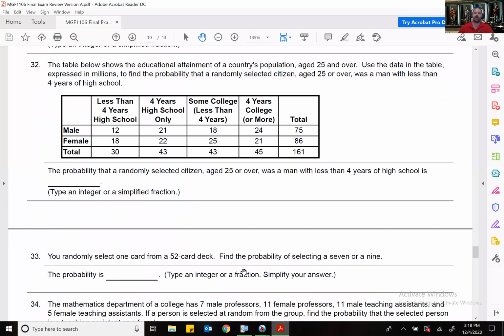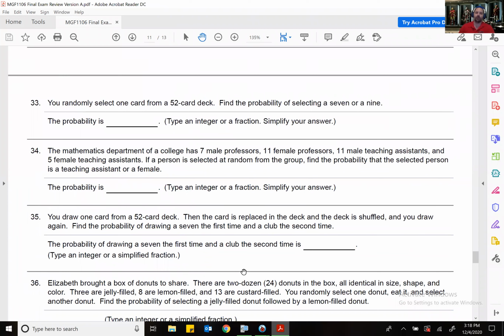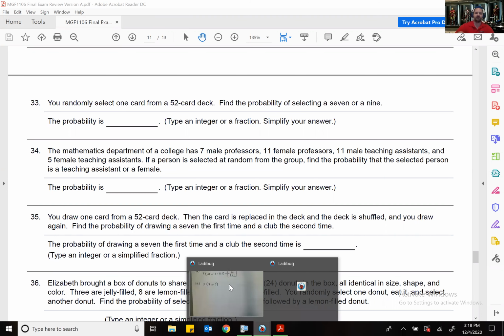So it says you randomly select one card from a deck of cards. Okay. So I hope you guys know a deck of cards. Or if not, hopefully your professor will provide you one. We want the probability that you're either going to select a 7 or a 9. Okay. So let's talk about this.